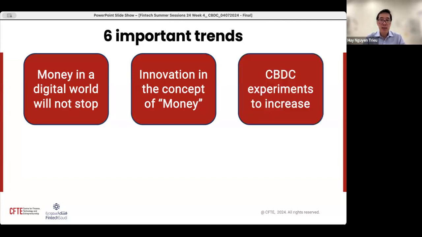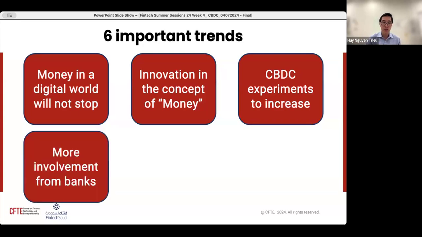The third one is CBDC experiments, very, very numerous at the moment. We are likely to see much, much more CBDC experiments in the future, both at the national level and also at the global level. At the moment, most CBDC experiments do involve a lot of central banks, including SAMA, for example. I think that what we will see is much, much more involvement from the private sector. So, for example, banks or also asset managers or insurance companies in the future.